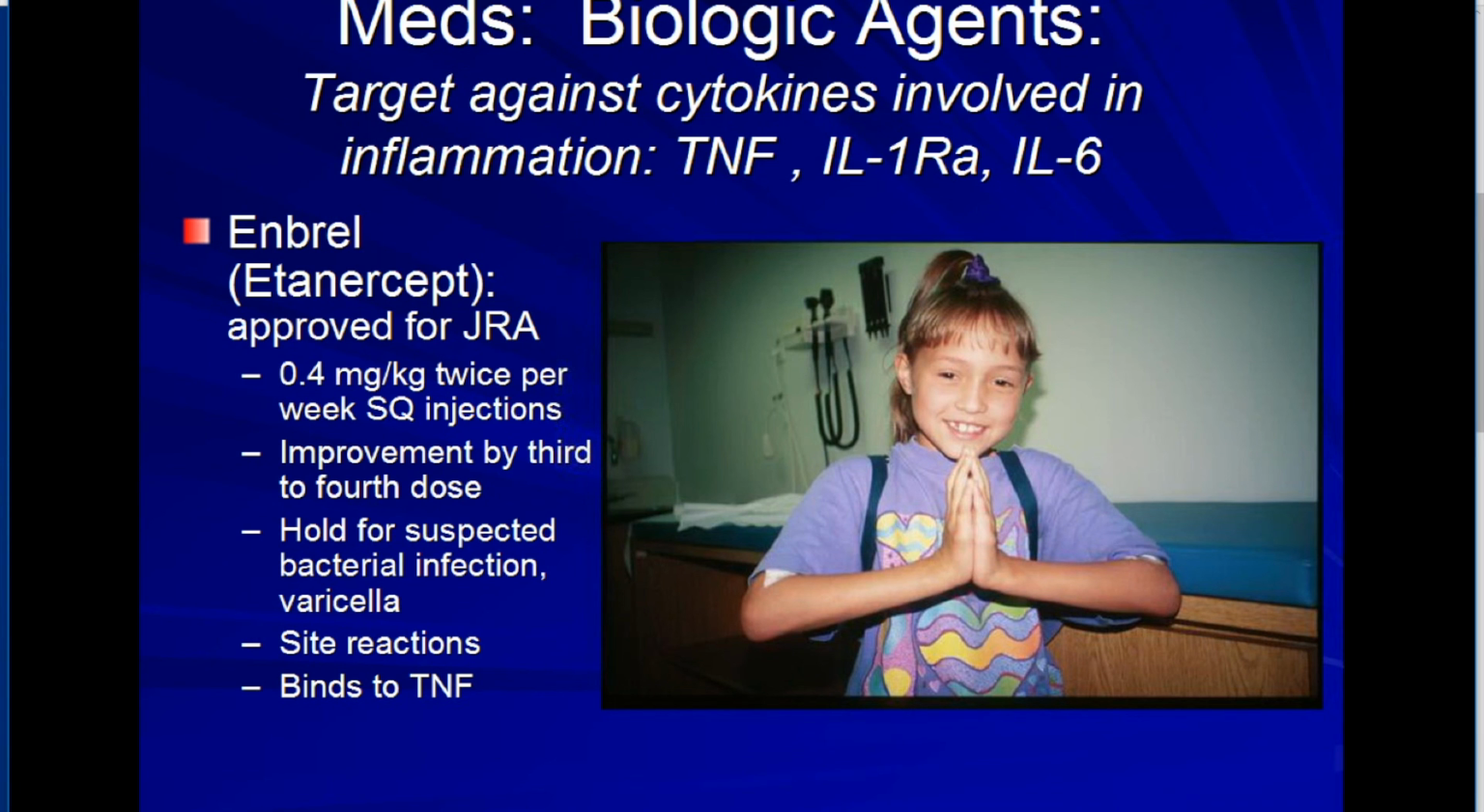So now the biologic agents which target cytokines involved in inflammation: TNF, IL-1, IL-6. So Enbrel, which is approved for JRA. That's a twice a week sub-Q injection, and they get improvement by the third or fourth dose. But you have to watch out for either chickenpox or suspected viral infection, and you can have a local site reaction. So, I mean, this was revolutionary when they started using it, right? By the third or fourth injection, you're getting better. That's amazing.